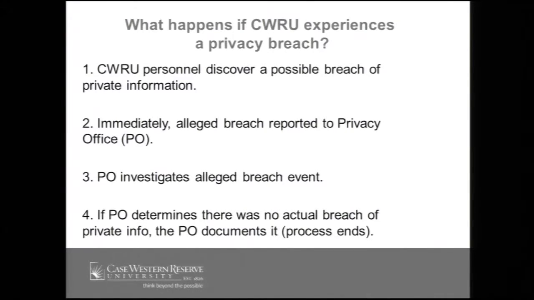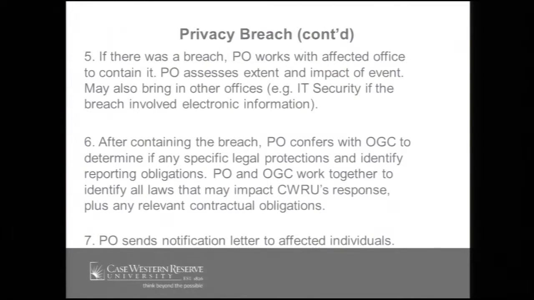If a breach happens and it's reported to the privacy office, we'll investigate it. Best case scenario is that the initial report was a mistake. There wasn't actually a breach, so we would document it and the process would end. If there was a breach, then the privacy office works with the affected office to contain it, assessing the extent and impact. The privacy office may also bring in other offices. We frequently work with IT security if the breach involved electronic information.